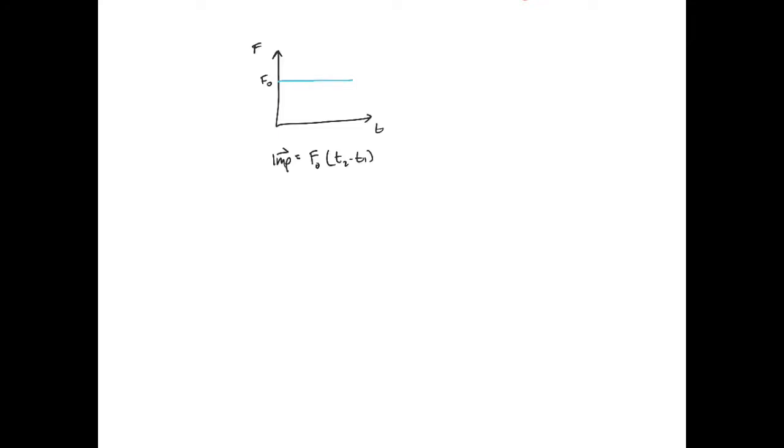But be careful, because the force isn't always going to be constant. In this case, the impulse is now the area under this curve. Can you see that? Because this would be F, which is this, times the change in t, which would be this, so it's the area under the curve. But you can also have a force that's not constant, so a variable force.